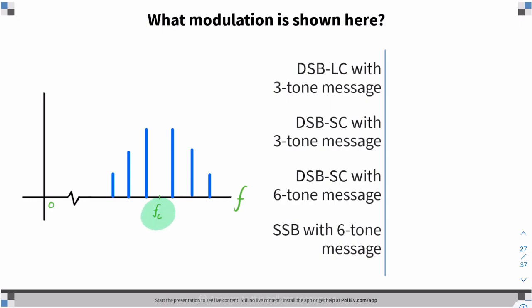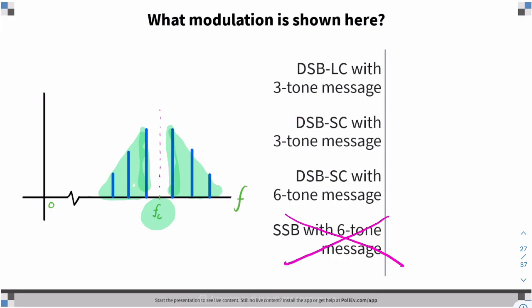The question sort of tells us that there's a carrier frequency right there. And there isn't a carrier component. So immediately we can eliminate DSB-LC. And that isn't even an option. So there's no carrier component. We have an upper sideband and a lower sideband. So it's not SSB, it's DSB. So we can eliminate that.